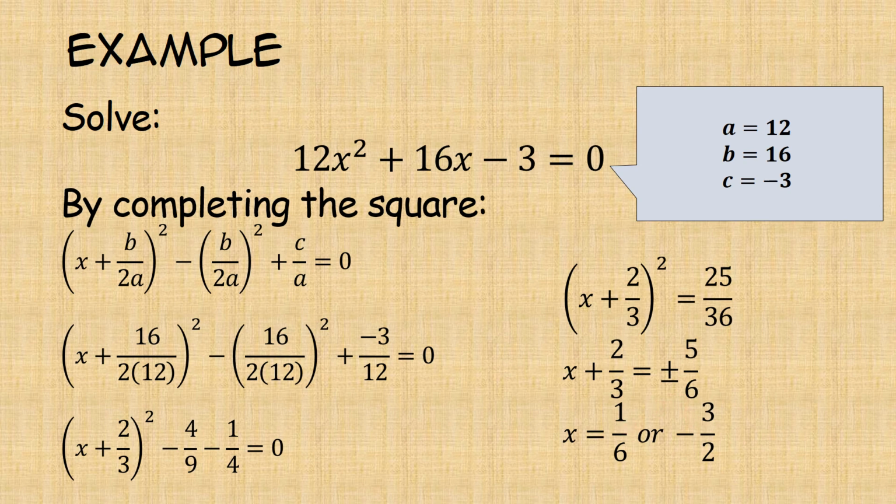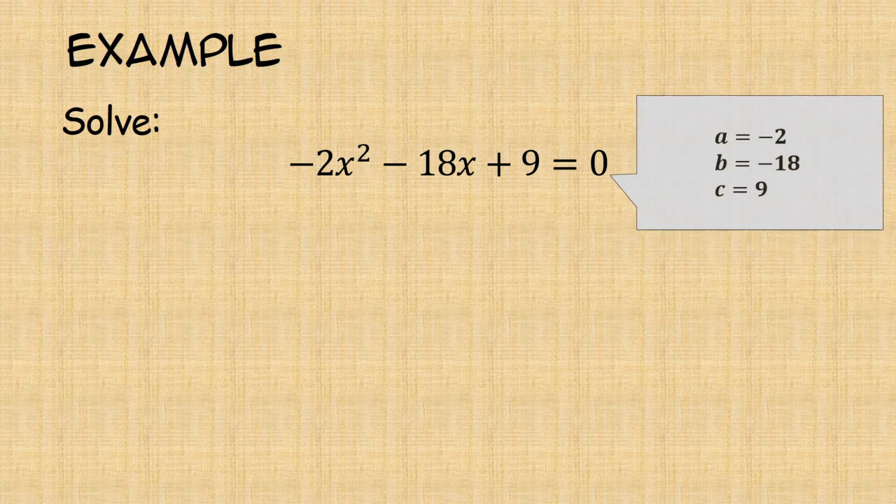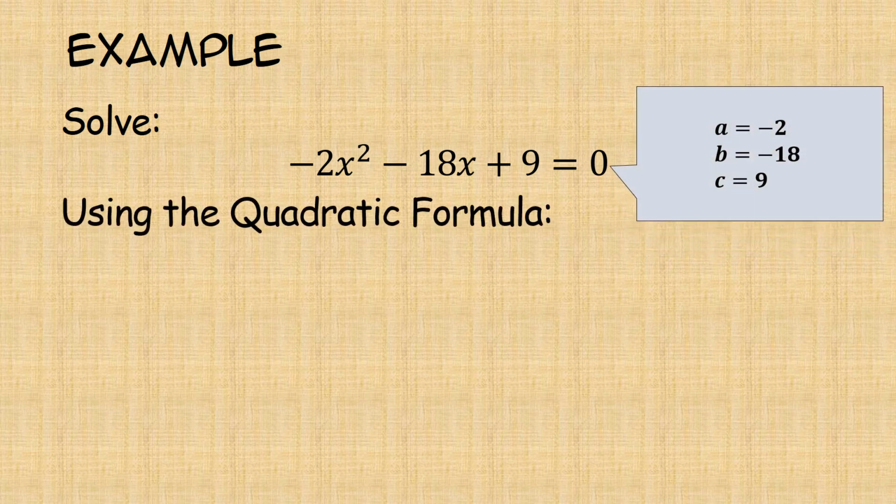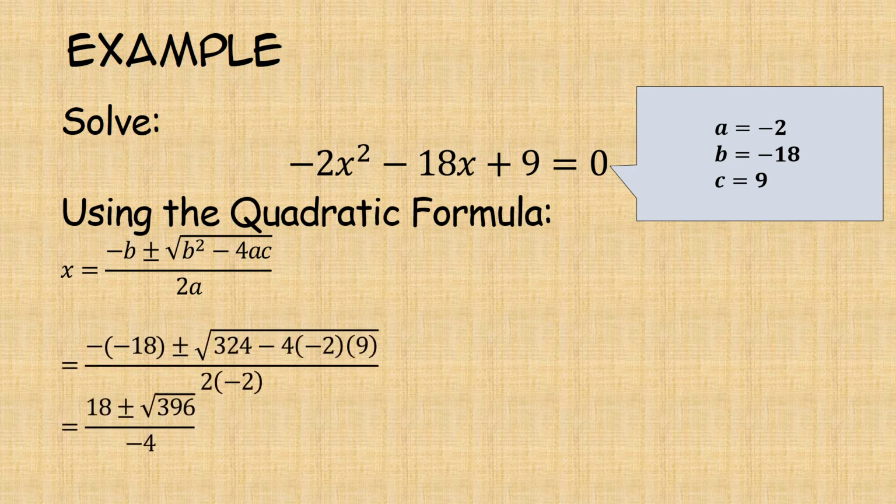Let's go for a second example. Negative 2x squared minus 18x plus 9 equals 0. How do we do this using the quadratic formula? Remember the quadratic formula, x equals negative b plus minus square root of b squared minus 4ac over 2a. Here our a is negative 2, b is negative 18, and c is 9. We just plug those numbers in to get 18 plus minus square root of 396 over negative 4.